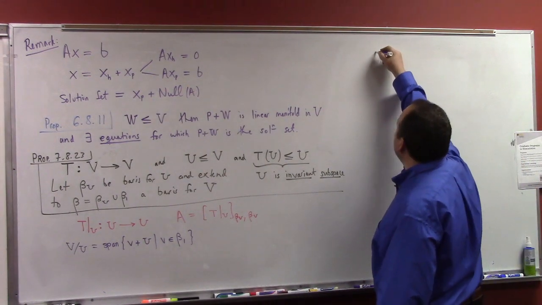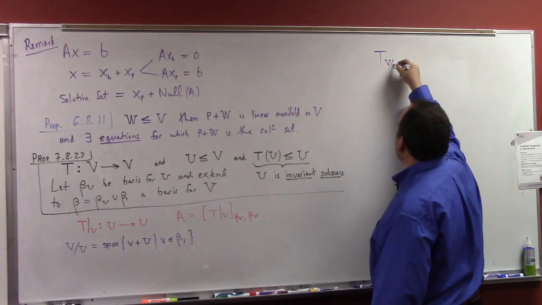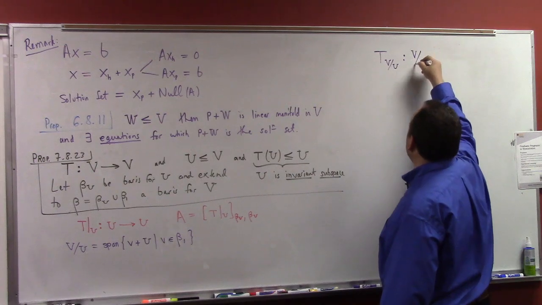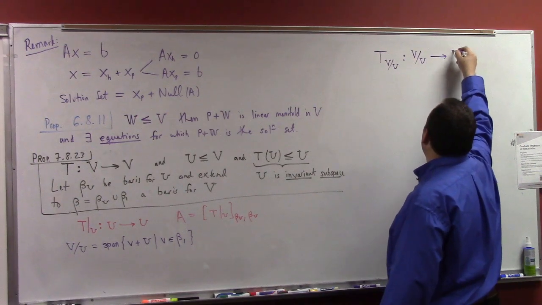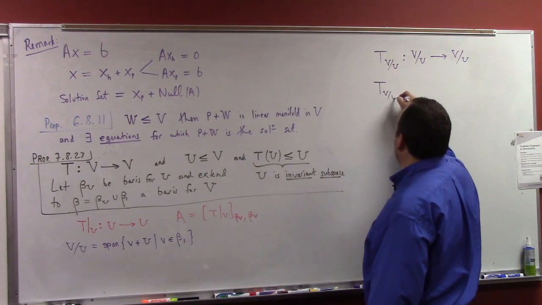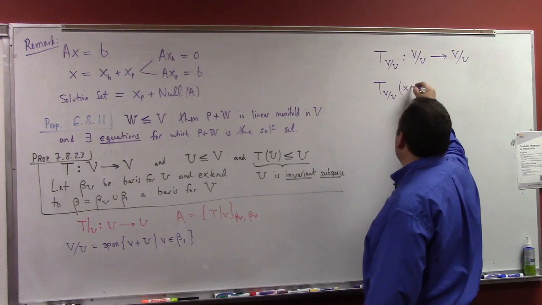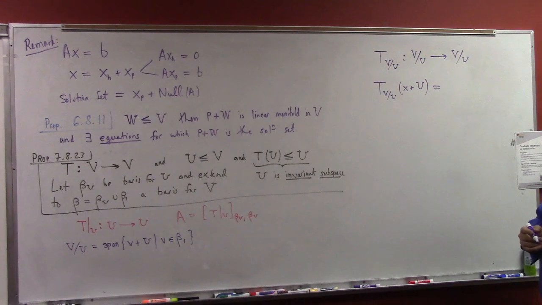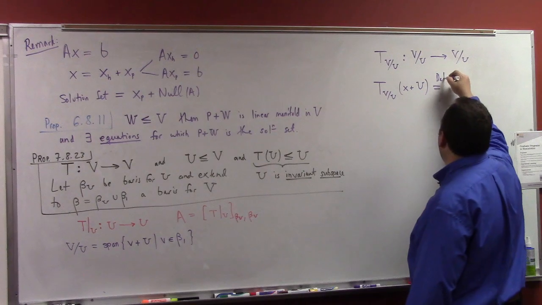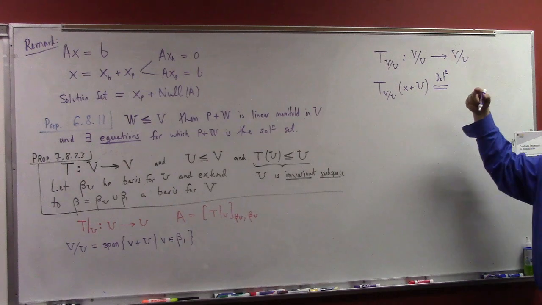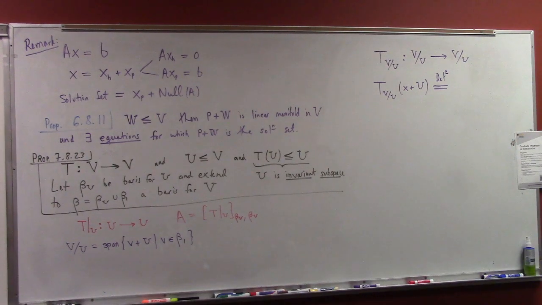what do you think T sub V mod U should be equal to? We're going to define a mapping from the quotient space to the quotient space built from T. And what we're going to do is that this thing, if we let it act on, let's say, x plus u, what do you think it's going to be equal to? So this is a definition. What I'm saying is if you're given a linear mapping on the vector space, you can induce a mapping on the quotient vector space according to the simple rule.